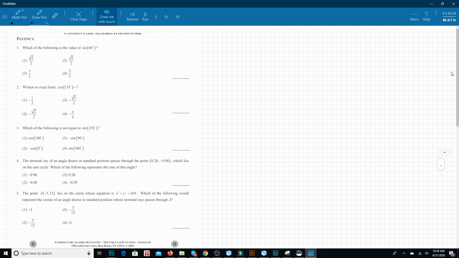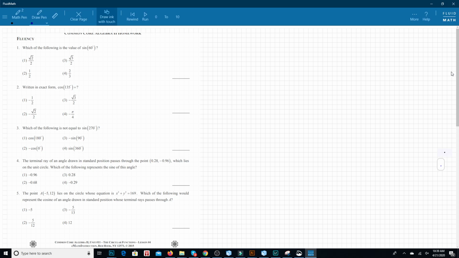So now let's look at the second question. Written in exact form, the cosine of 135 degrees is going to be what? Keep in mind that the cosine deals with the x value. So cosine of 135 degrees would be what? Which one, guys? What answer do we think it's going to be? Well, okay. It's going to be negative radical 2 over 2. Right, and we see that? Again, this is from my reference sheet.